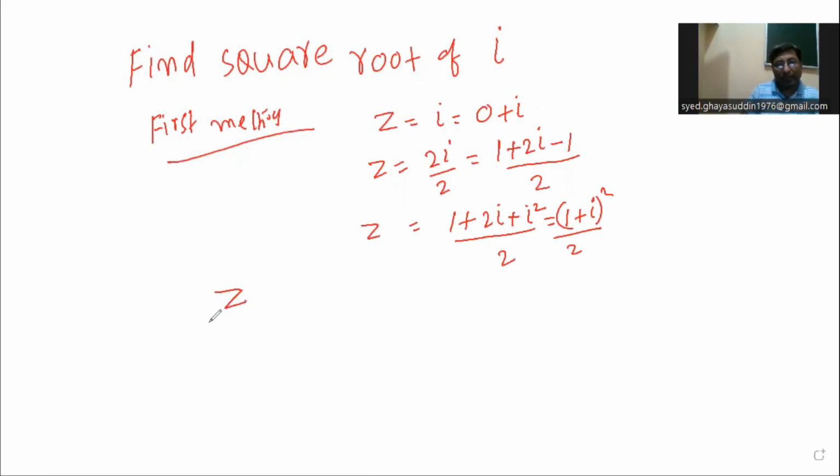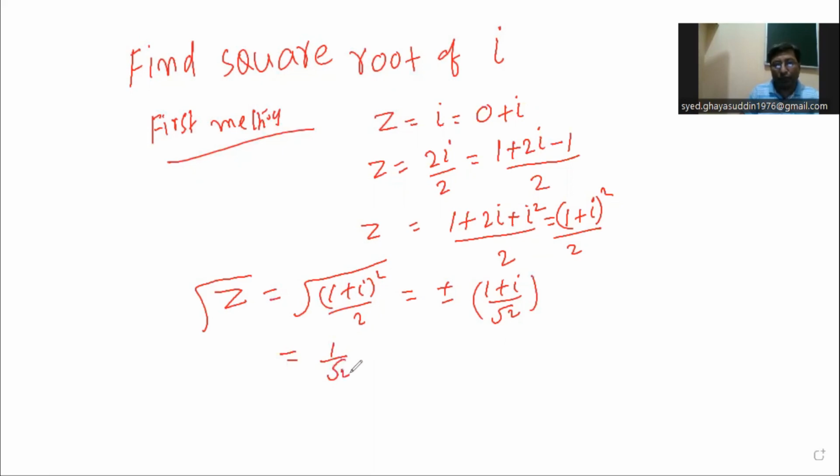So the square root of z equal to what? The square root of 1 plus iota whole square upon 2. So this is plus minus 1 plus iota upon root 2, right? When we take the positive sign, we will get 1 upon root 2 plus 1 upon root 2 iota. When we take the negative sign, we will get minus 1 by root 2 and minus 1 by root 2 iota. So this is a very easy and tricky method for finding a square root.